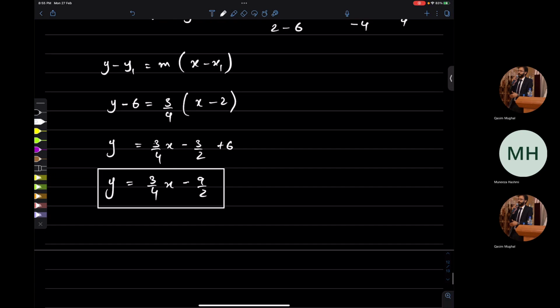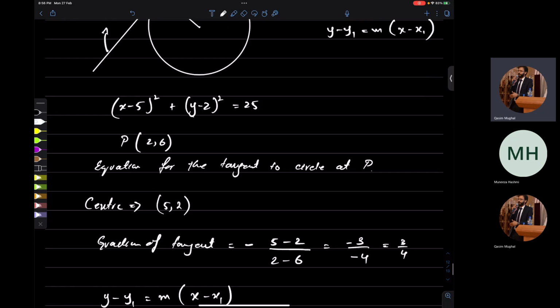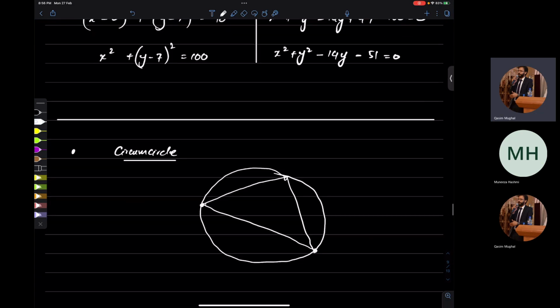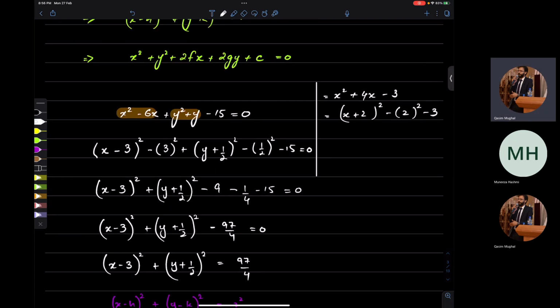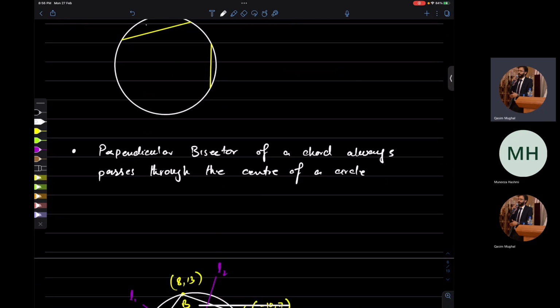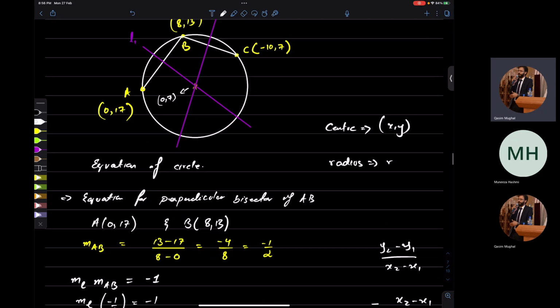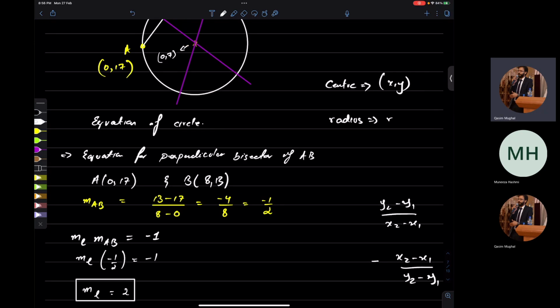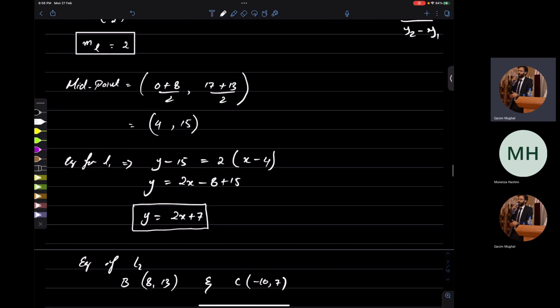Got it? Okay, this is all about what you can do with this. These are all the concepts. We started off with the main equation of a circle, then we saw that if we draw the perpendicular bisector of any chord, it passes through the center. We used that concept to work out the equations of two perpendicular bisectors of two different chords, and worked out the intersection point by solving them simultaneously. So from there we got the center.